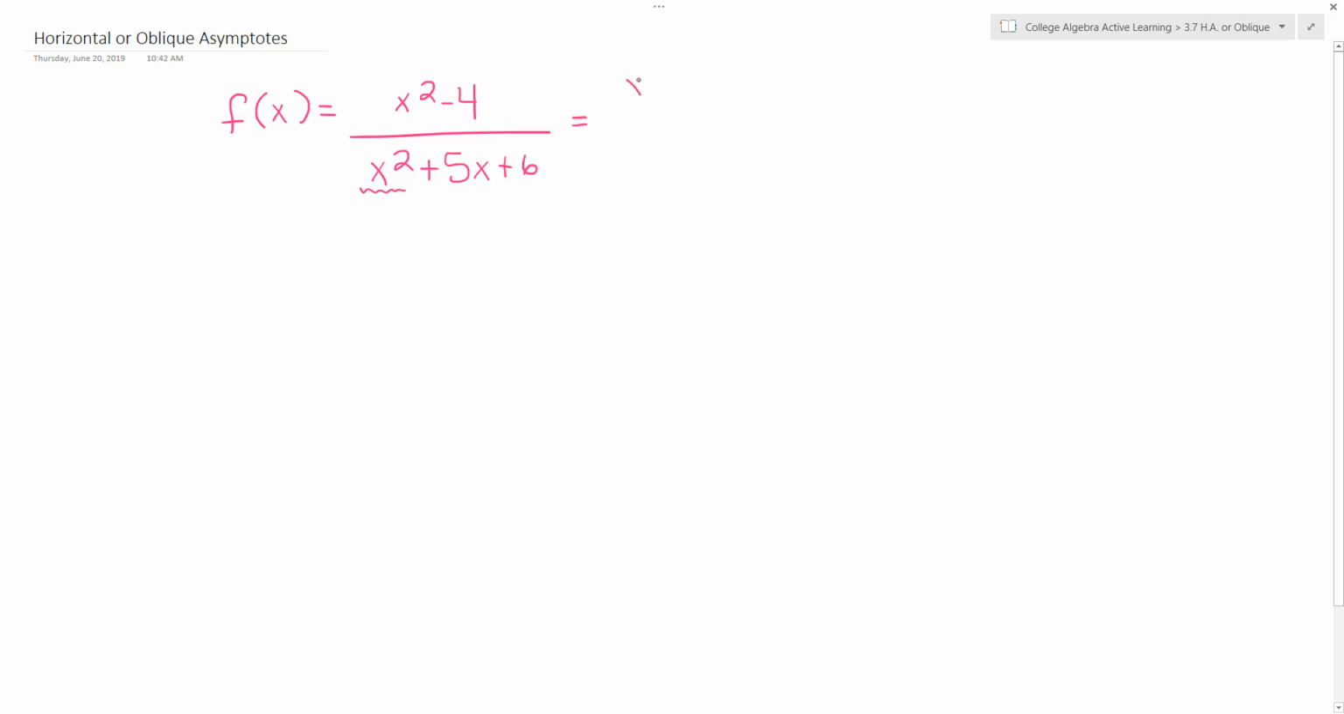So x squared divided by x squared minus 4 divided by x squared, and then take the denominator: x squared divided by x squared, the positive 5x divided by x squared, and the positive 6 divided by x squared. So again, you can see we've divided the numerator and the denominator by that highest term, x squared. And so then we basically have a bunch of little fractions that we could cancel down or reduce to lowest terms.